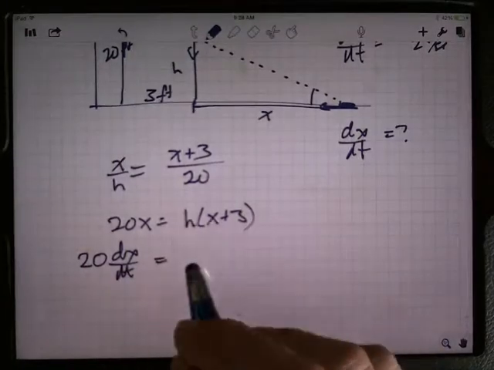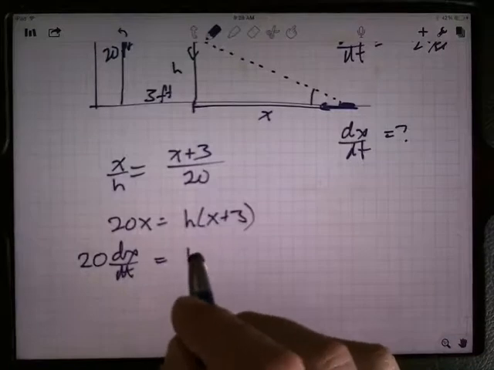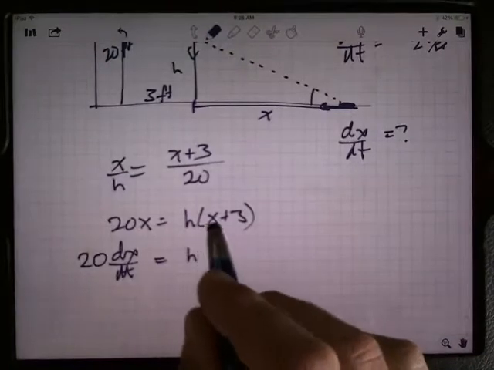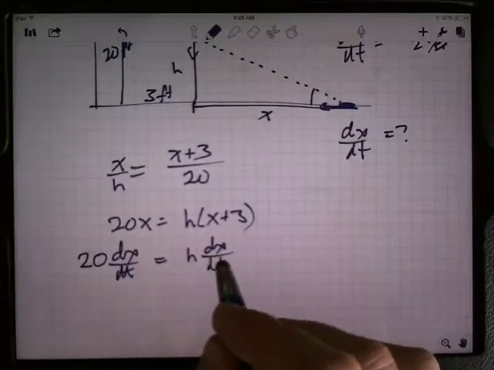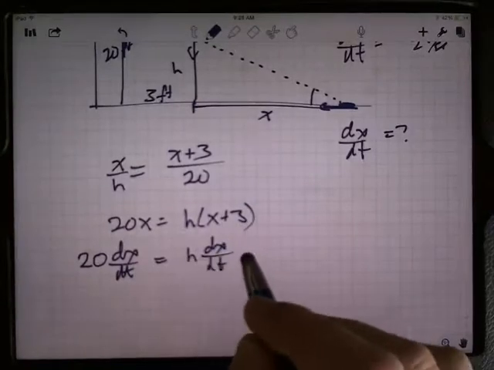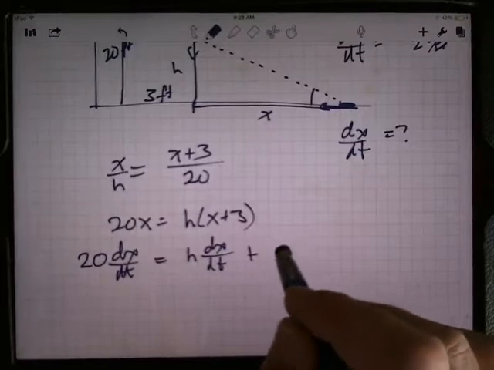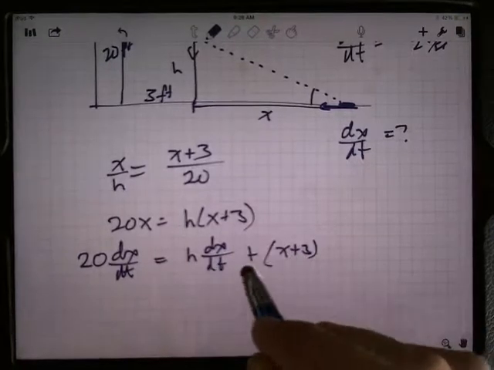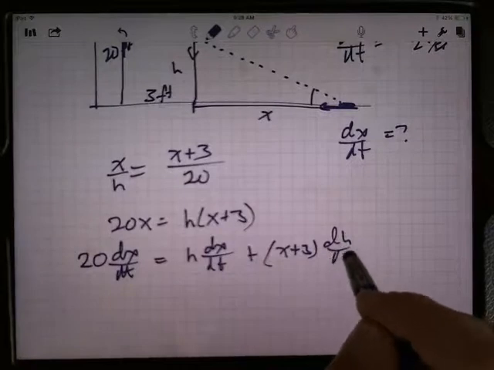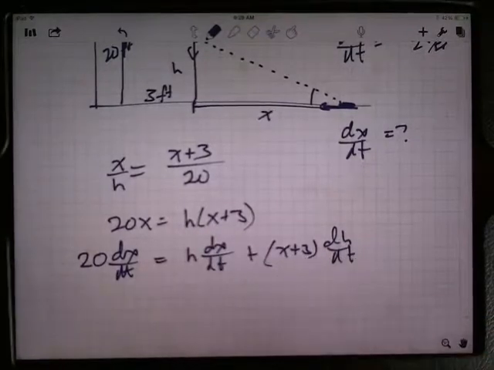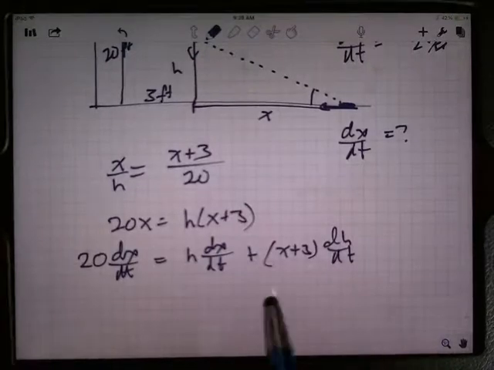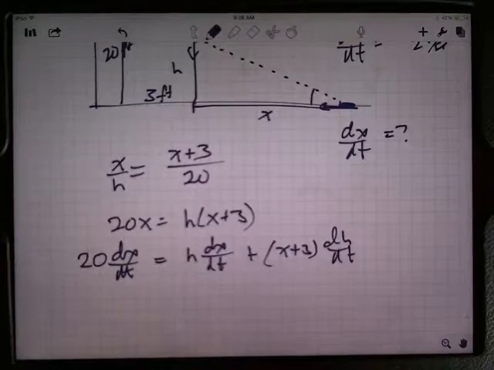Now, the derivative of this product. I've got h times the derivative of (x plus 3). Well, that's just the derivative of x plus 0. So h times dx dt, plus (x plus 3) times dh dt. So first times the derivative of the second, second times the derivative of the first, add them up. Now I have a relationship between dx dt and dh dt. I can plug in everything I know, solve for the one I don't.